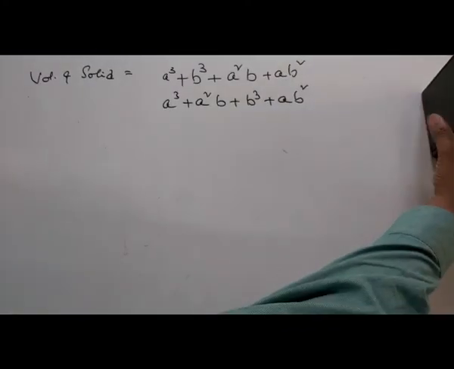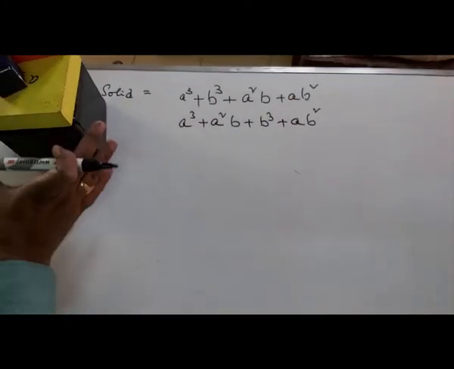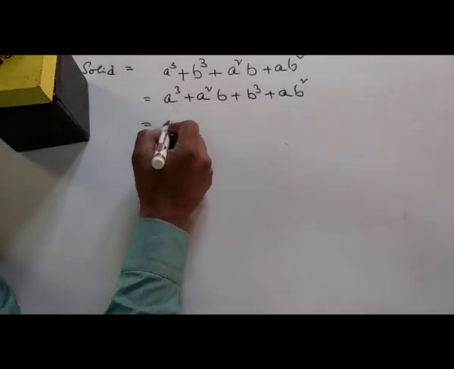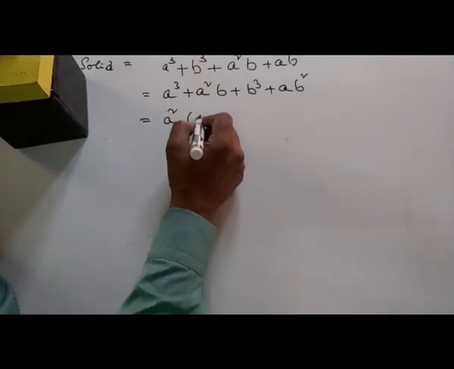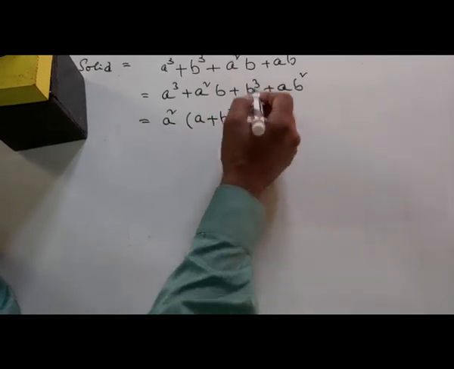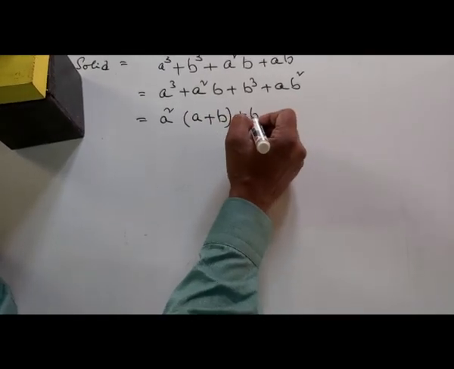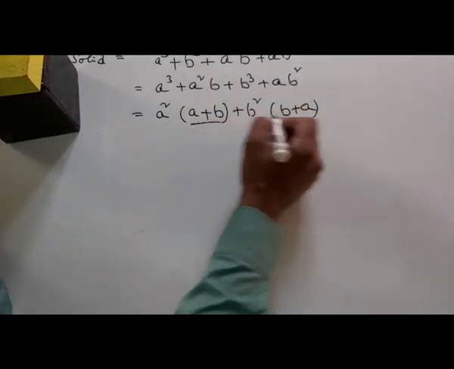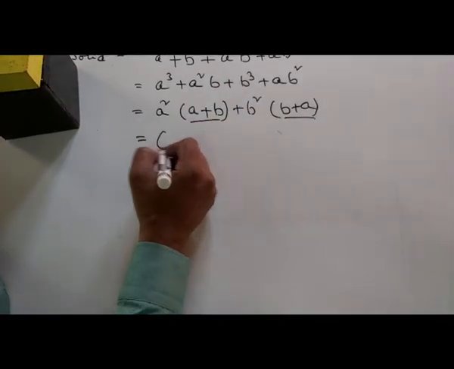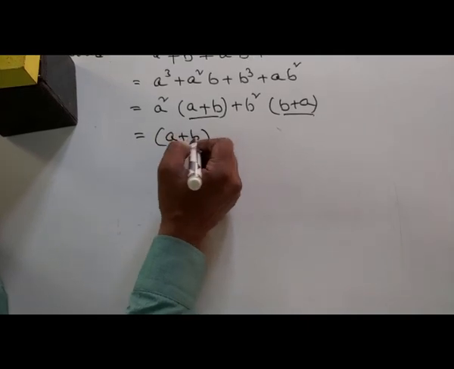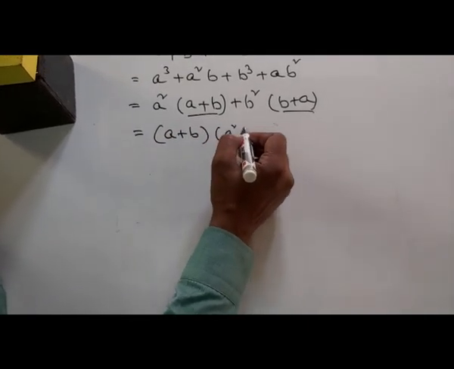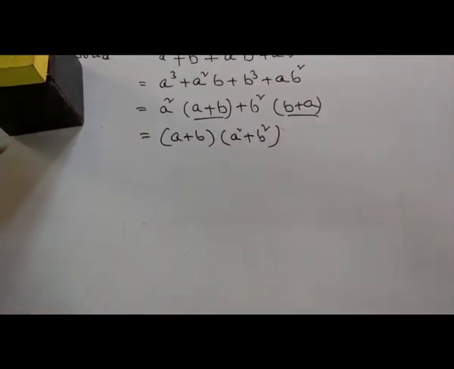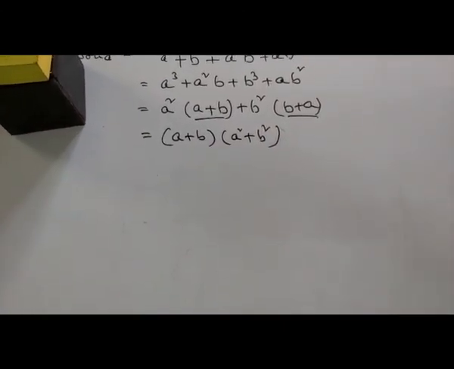Volume of solid. Which solid? This solid I have. Volume of this solid is this much. Now that is equal to, you take out A square common, A square into A plus B, and you take B square common, B square into B plus A. A plus B and B plus A are both nothing but the same. So we can write it as A plus B into A square plus B square. So the total volume of this solid is A plus B into A square plus B square.